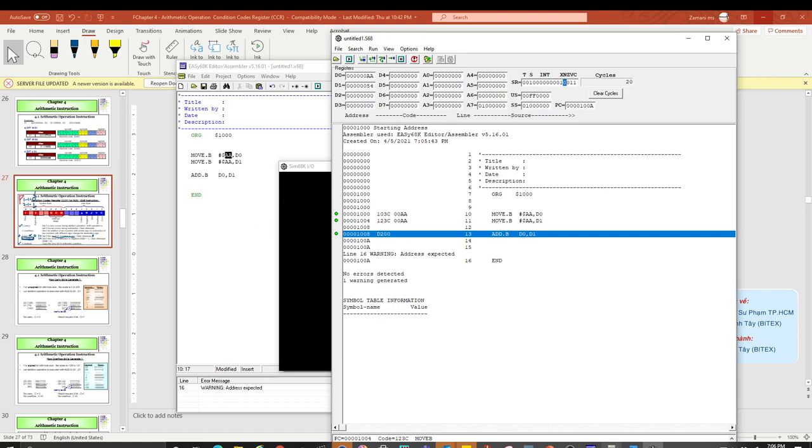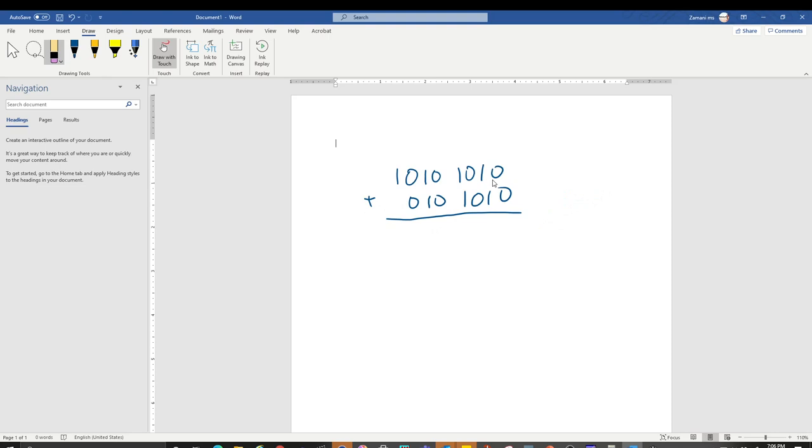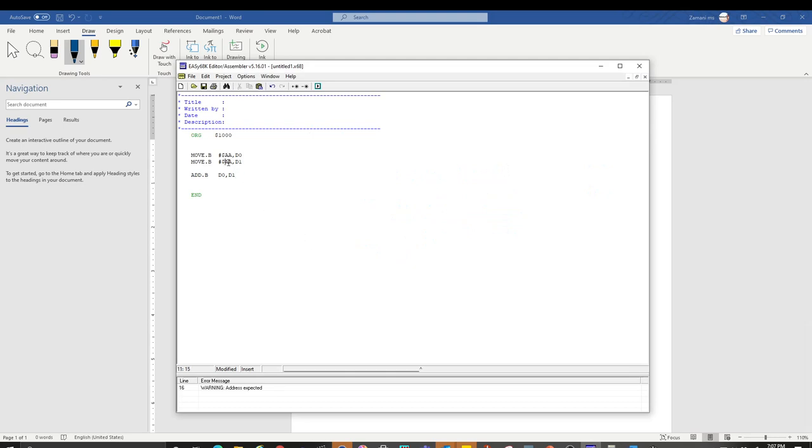So let's try another number, maybe one that has a 1 at the MSB. Let's try a value of what? For example here, this is going to be AA, and this is going to be 0, for example. Okay, so what is this number? This is 2A and this is AA. So this is going to be 0 0 1 0 1 0 1 and 1. Your MSB is going to be equivalent to 1, so your N flag should be 1 also. Okay, so AA plus 2A, let's change this value over here. Okay, let's look at the results.